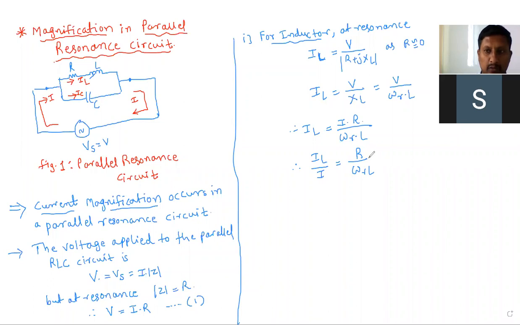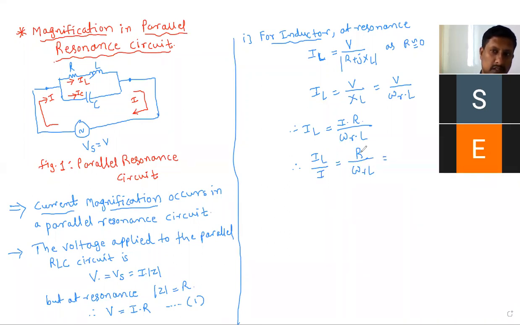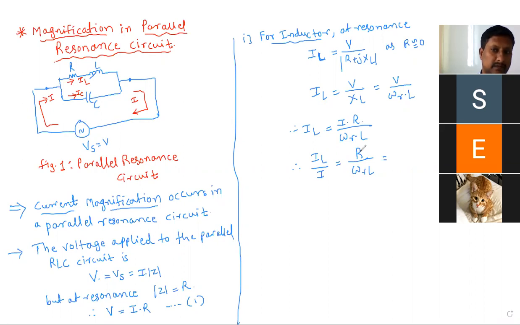Anyone remember the quality factor formula? Yes, Q. That is Q for a parallel resonance circuit. For parallel resonance circuit, I am asking. For parallel, it is R by omega R into L, which is Q. So this is the formula of magnification. Q is nothing but magnification, that is IL by I.